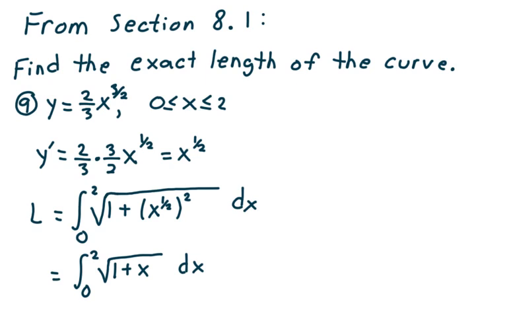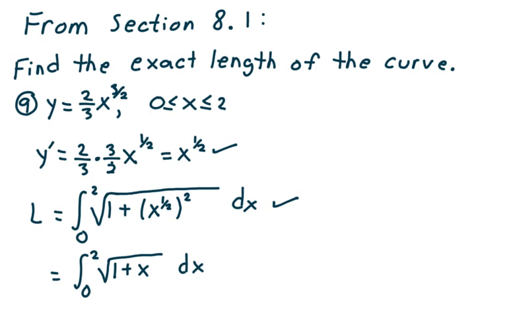Now, to find the arc length, we need the derivative. So y prime is 2/3 times 3/2 x to the 1/2, which is equal to x to the 1/2. So L is the integral from 0 to 2 of the square root of 1 plus x to the 1/2 squared dx. But remember, x to the 1/2 squared is x. And so this is the integral from 0 to 2 of square root of 1 plus x dx.